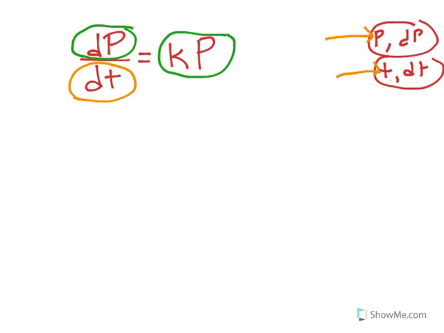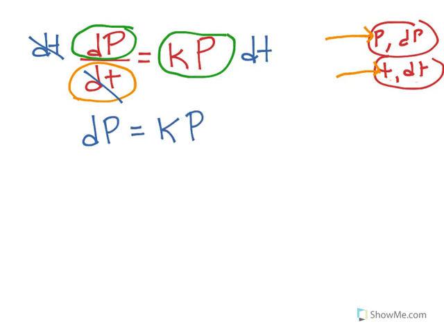I need the dt on the other side, so I'm going to multiply both sides by dt. Cancel, cancel, and now I've got dp equals kp times dt. Okay, what do I want to move next? I want to get the p to the other side. I don't want to create a fraction out of these things, so instead of just dividing by p, I'm going to multiply by 1 over p on both sides. And now I have 1 over p dp.